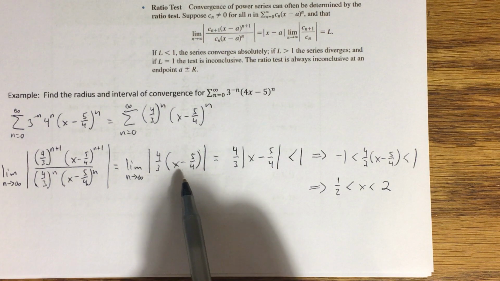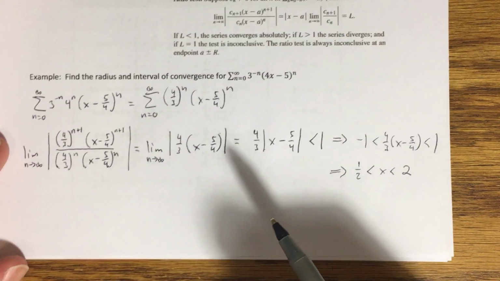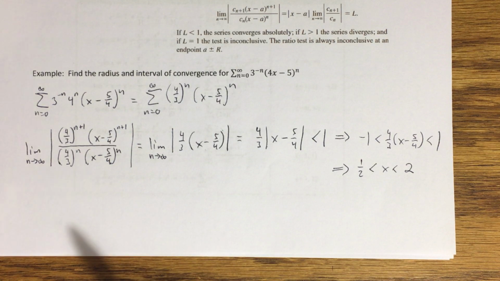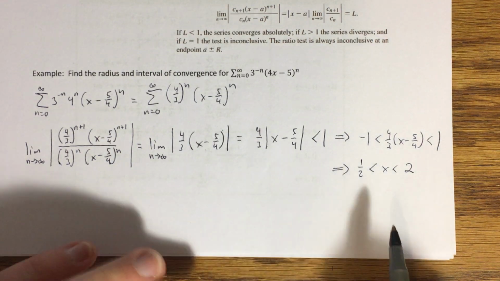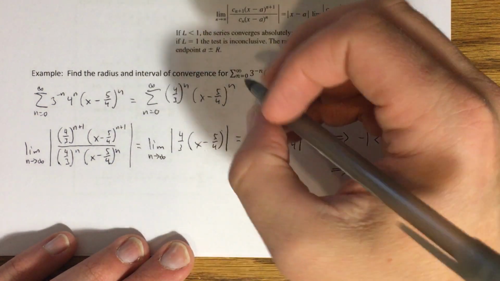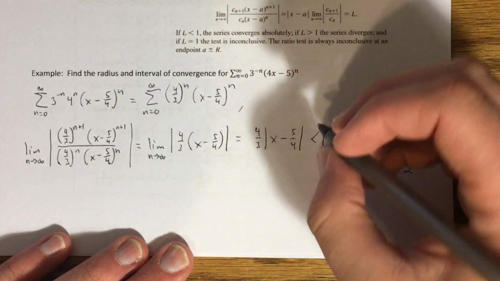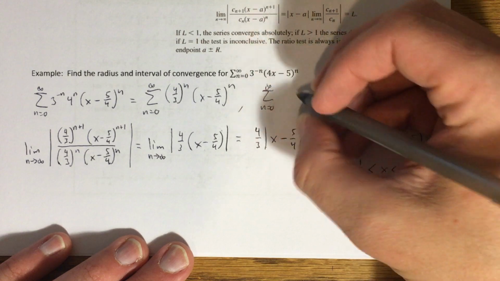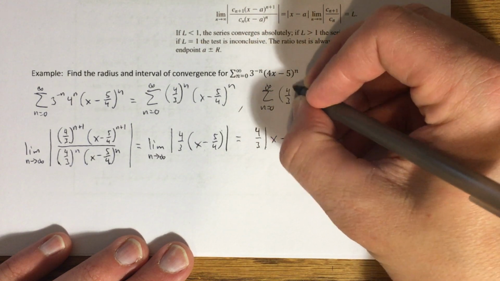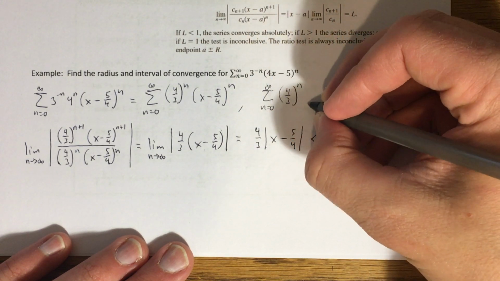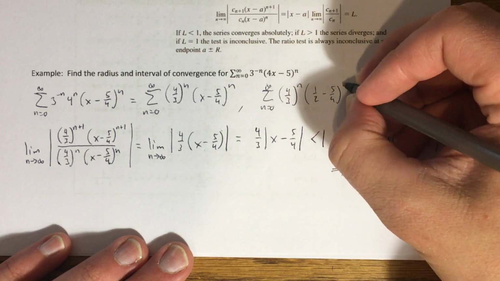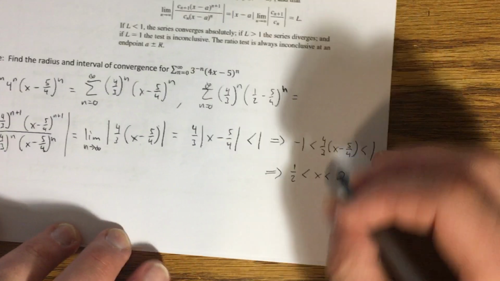I plug both of those in for x, and then look at the resulting series and make a determination, using maybe some other test, whether that converges or not. Okay? So for example, if I plug in 1/2, let's use this space up here for that: the sum from n equals 0 to infinity of (4/3)^n times (1/2 minus 5/4)^n. What is that equal to?